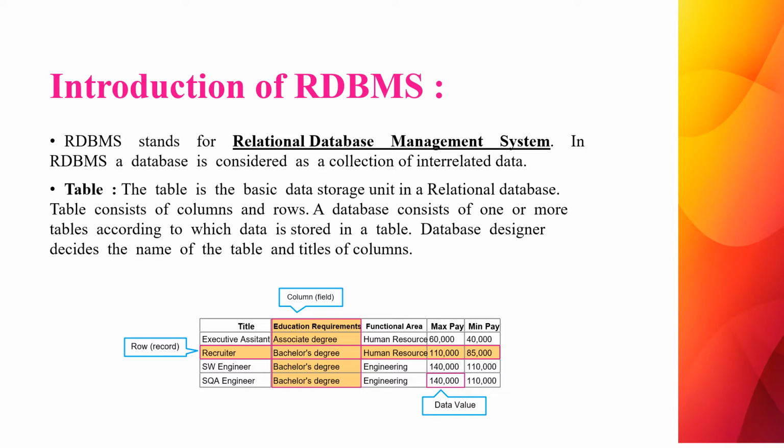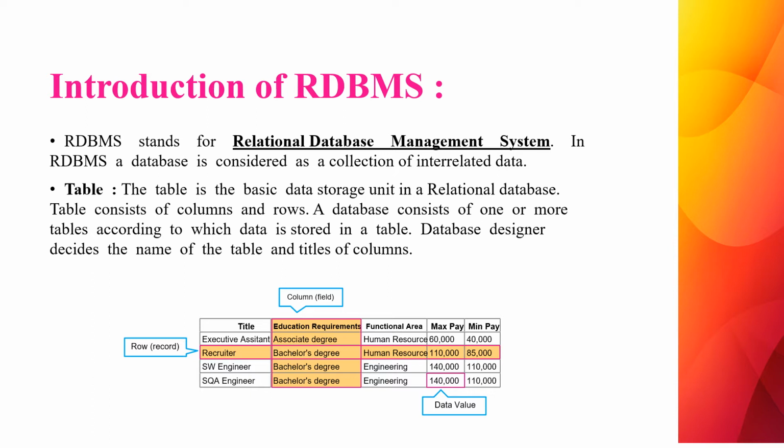Now here the first term is the table. The table is called the basic unit of a relational database. The table consists of columns and rows. The database designer decides the name of the table and the title of columns. So a table is nothing but the basic unit of your database. All the data is stored in the form of tables, and when we require it, we can access it.